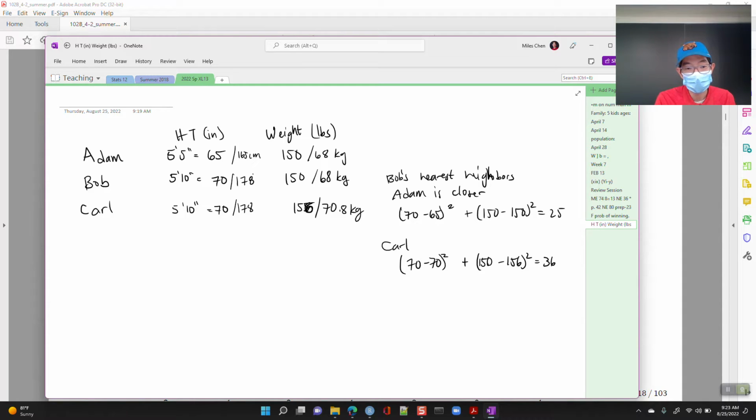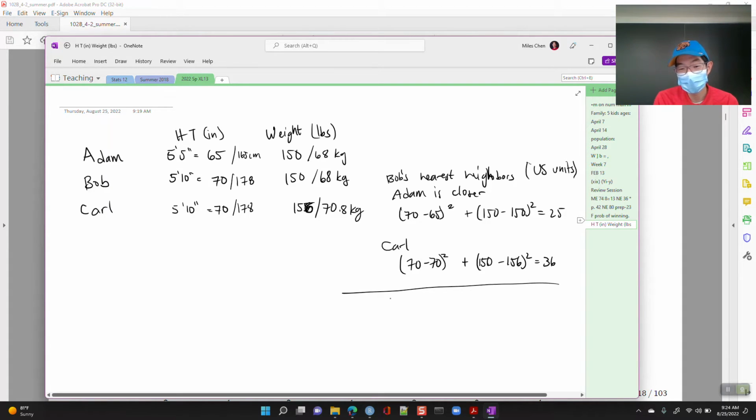Let's see. Okay, and so here you can see that changing the units dramatically changes, also changes who's closer, right? So Bob's nearest neighbors with U.S. units, okay, Adam is closer because his height difference is 5 squared, 25, versus Carl's difference in weight, 150 to 156, 6 squared is 36, right?